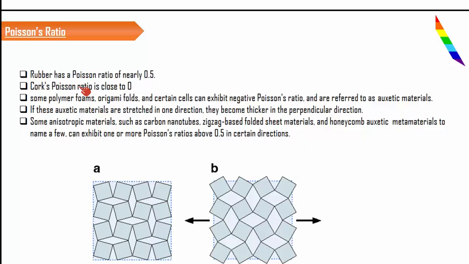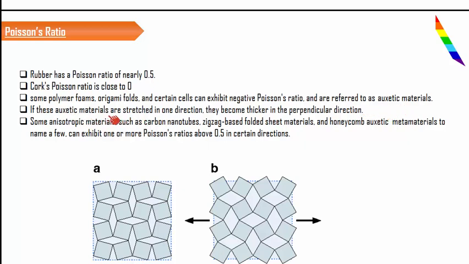Now, if we consider some polymer foams or origami folds, they exhibit negative Poisson's ratio. Negative Poisson's ratio means what? You apply a tensile load, but the material gets contracted. Or in other words, you applied a load and the effect was opposite in the opposite direction. Such materials are also called NPR materials, negative Poisson ratio materials. Auxetic materials are some examples.